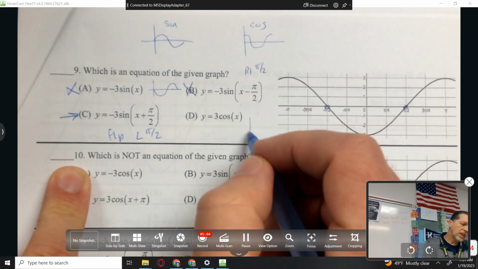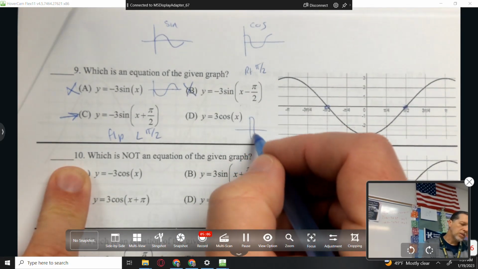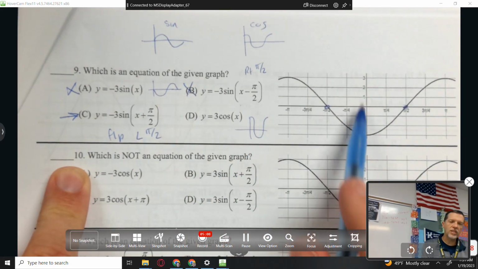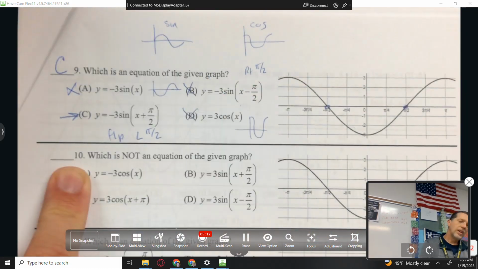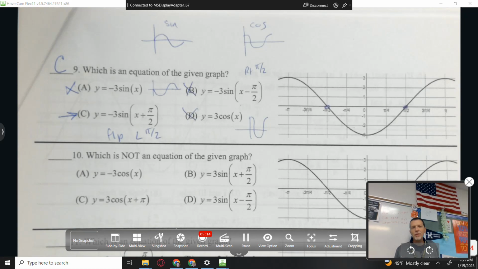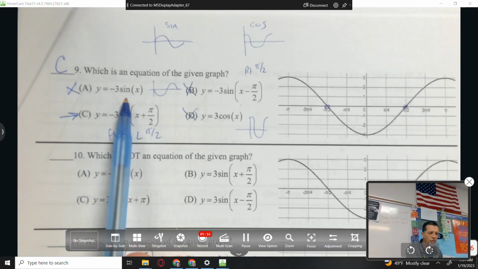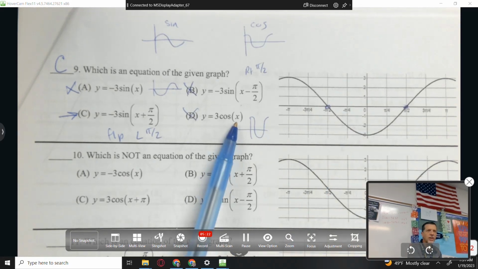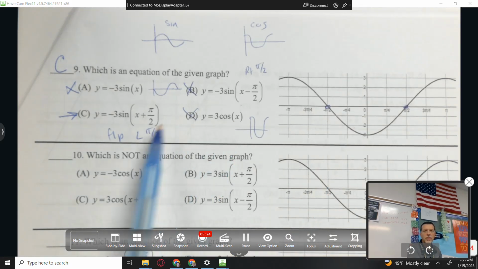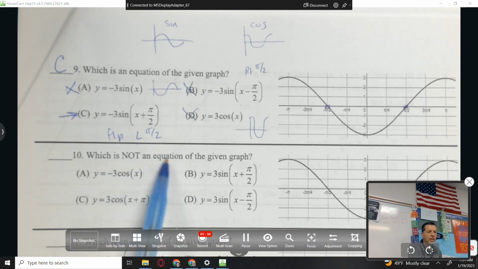3 cosine, well, that would look like a regular cosine but stretched. That's not right because it's flipped. So that's to illustrate, you've got to be able to quickly recognize what the transformations are and did they happen for this particular graph. Any questions on that one? I feel like I went through that pretty quick. I hope you can get through them almost that quick anyway.